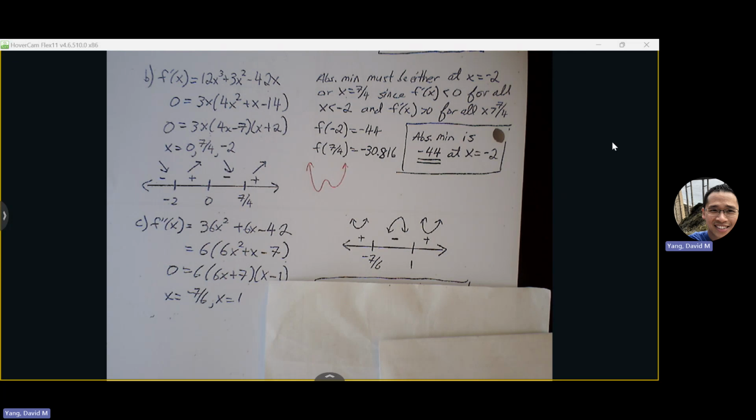We set f double prime equal to 0, factor our second derivative of the function, and factor out 6. Once you take out GCF, continue factoring.